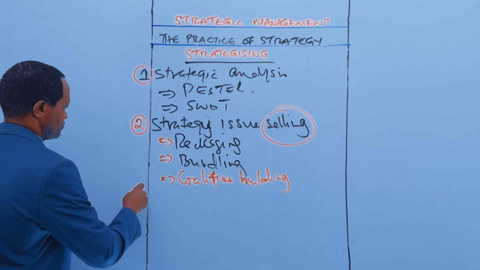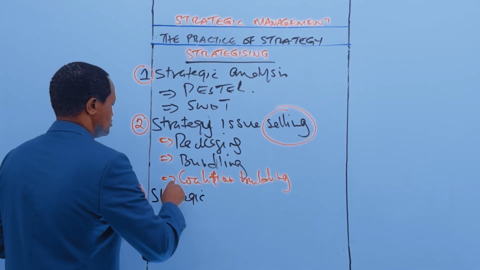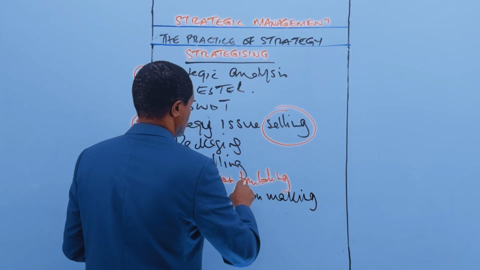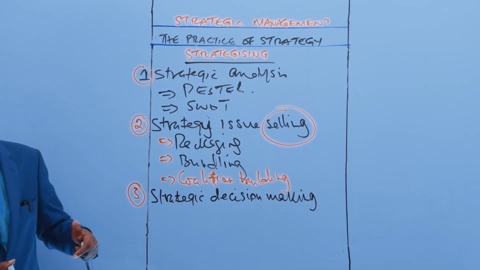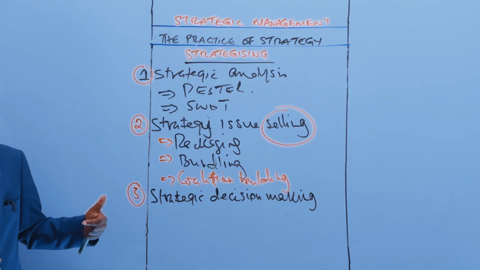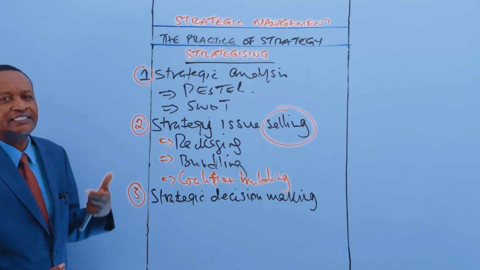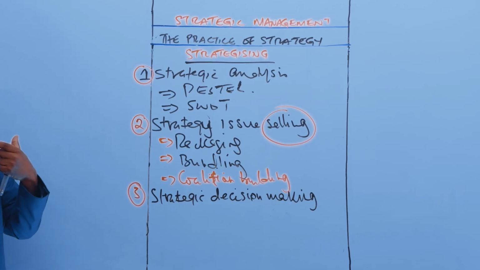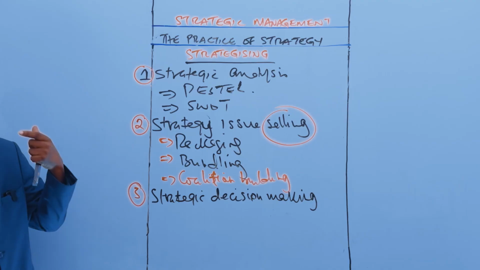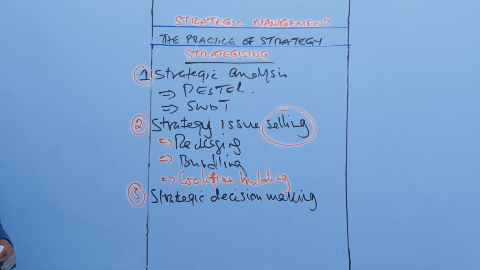Then number 3, there is what we call strategic decision making. Strategic decision making. This is the formal act of committing resources to a specific course of action. It is often less rational than what textbooks suggest. It's less rational because it may call for a rational normative model where decisions are made based on objective data and logical evaluation of alternatives. So strategic decision making may be through the rational normative model.